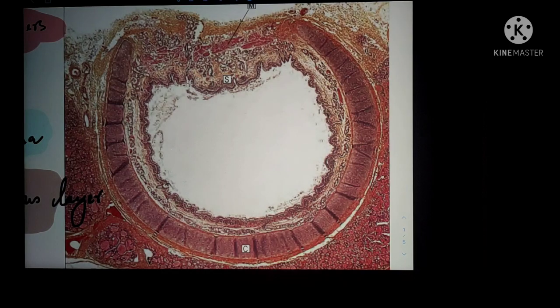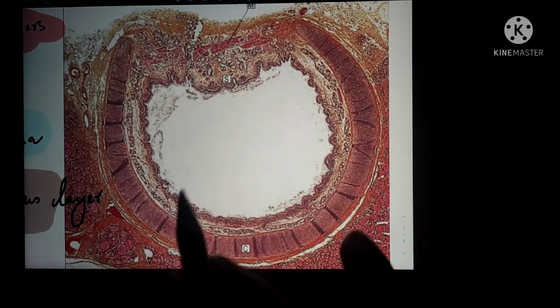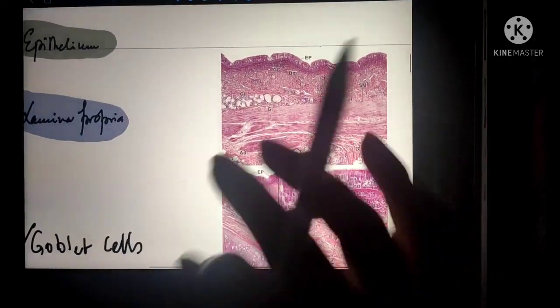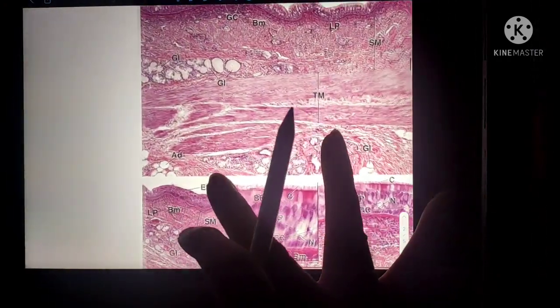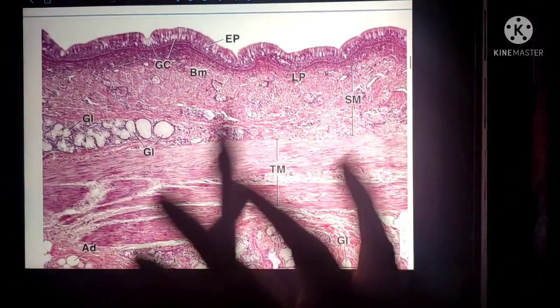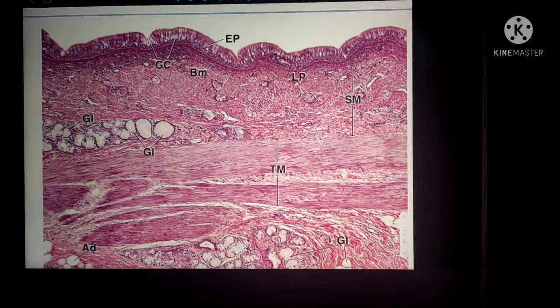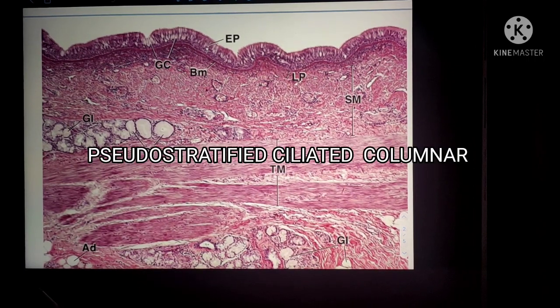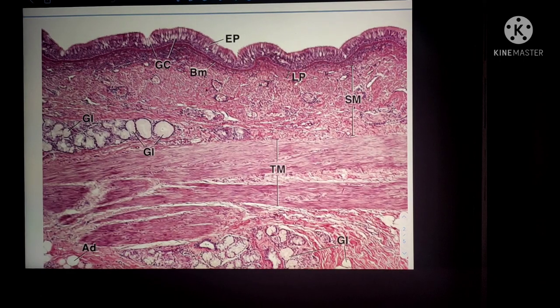The mucosa is made up of epithelium and the lamina propria, like I mentioned. So here, in this photo, we can see that the epithelium is lined by a lot of cells. There are different kinds of cells in the epithelium, but the most numerous are the ciliated cells. These are the pseudostratified columnar ciliated cells, and the cilia play a very vital role in the defense mechanism of the airways. The cilia are characterized by a unidirectional movement towards the epiglottis and the pharynx. Thereby it constitutes the mucociliary escalator system.